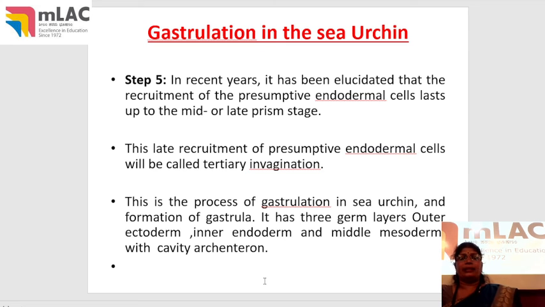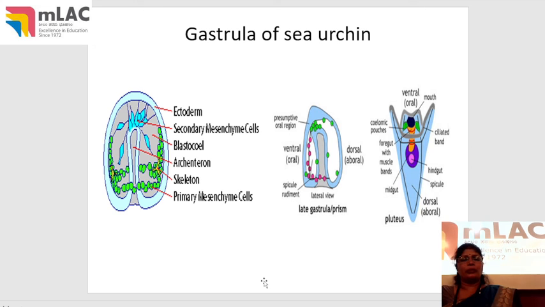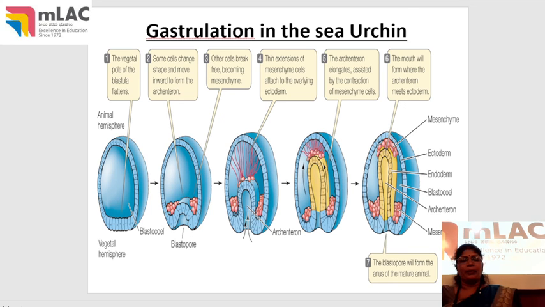In recent years, it has also been elucidated that the recruitment of presumptive endodermal cells lasts until the mid or late prism stage of the sea urchin. So this is about gastrulation in sea urchin. The gastrula of sea urchin has three layers, ectoderm, endoderm and mesoderm, with a centrally located cavity called the archenteron. Then it changes into a pluteus larva. In this diagram, you can see the process of gastrulation.